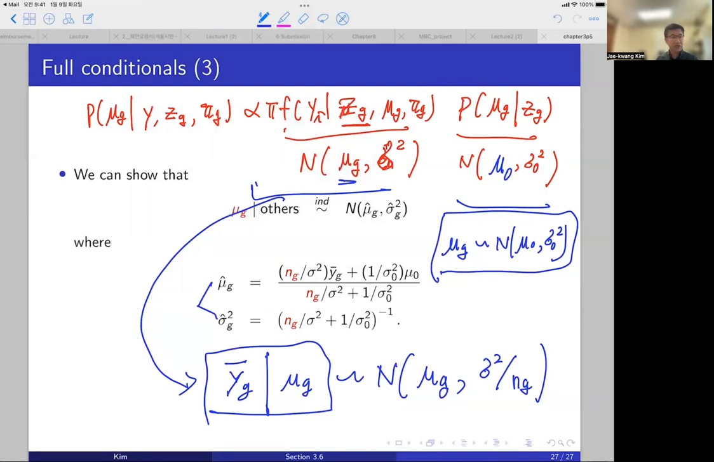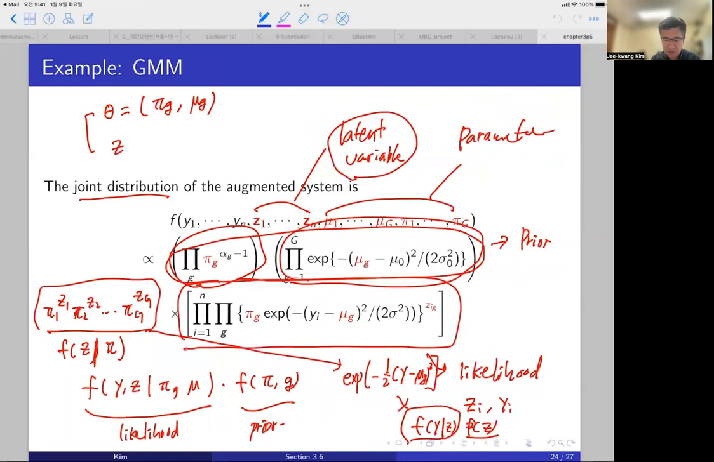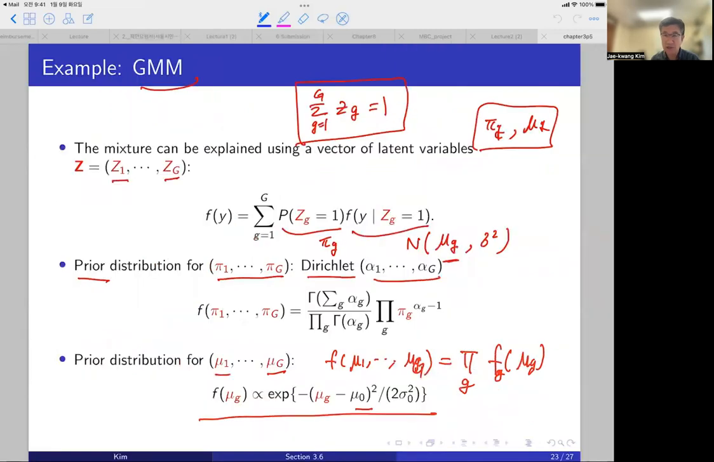Okay, so that completes the explanation of the example. So for the GMM, I will just move on to chapter 4 in our next class.